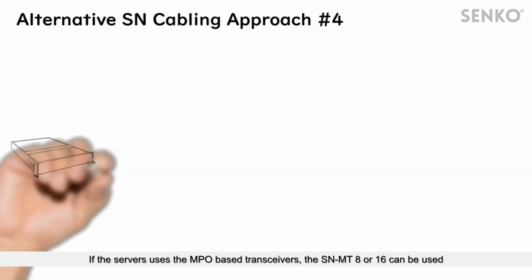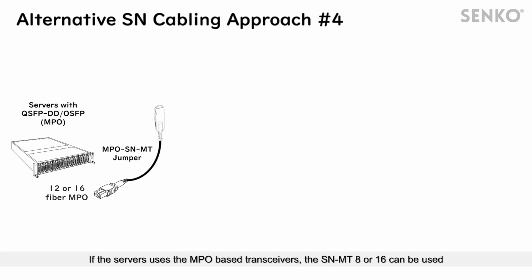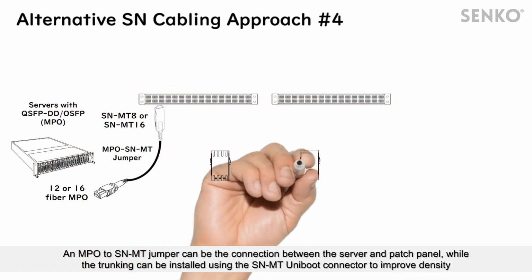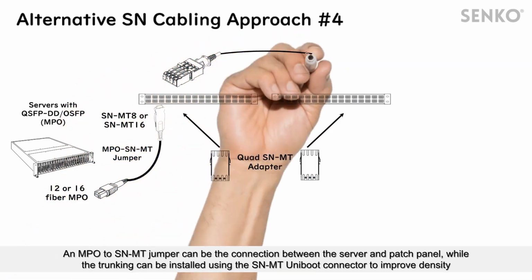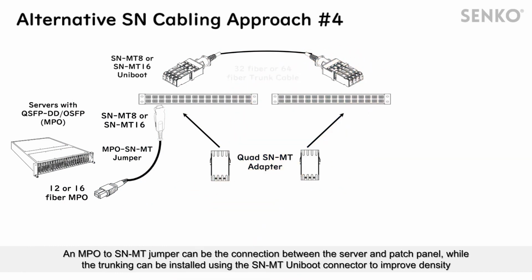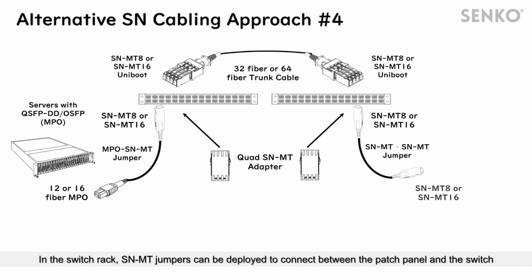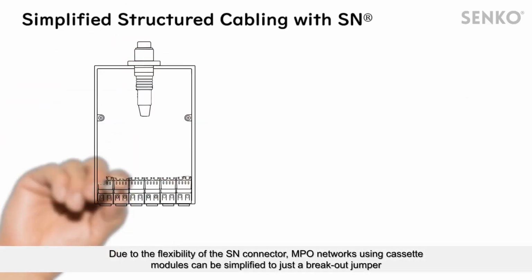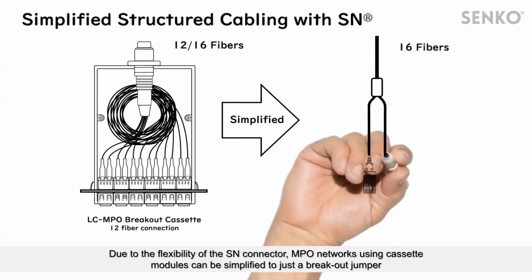If the server uses the MPO-based transceivers, the SN-MT8 or 16 can be used. An MPO to SN-MT jumper can be the connection between the server and patch panel, while the trunking can be installed using the SN-MT Uniboot connector to improve density. In the switch rack, SN-MT jumpers can be deployed to connect between the patch panel and the switch. Due to the flexibility of the SN connector, MPO networks using cassette modules can be simplified to just a breakout jumper.